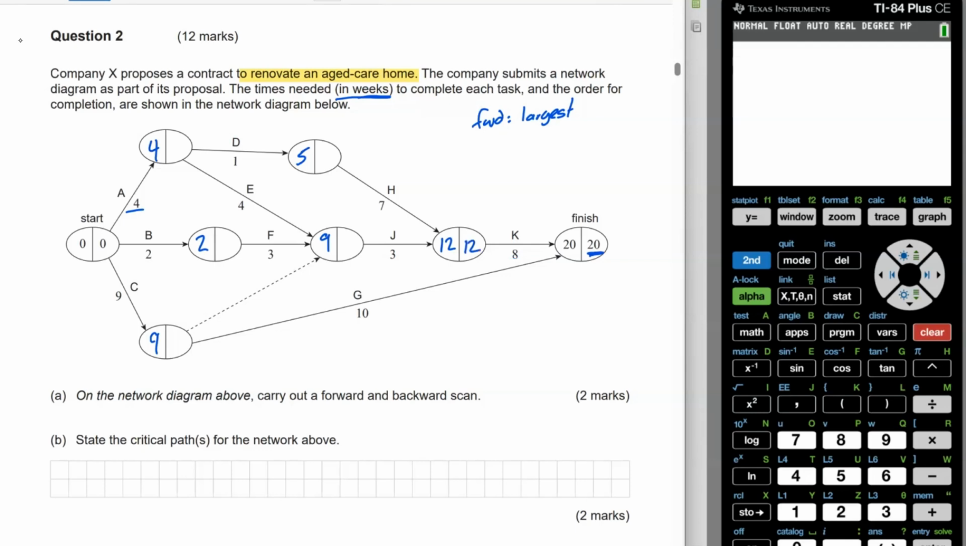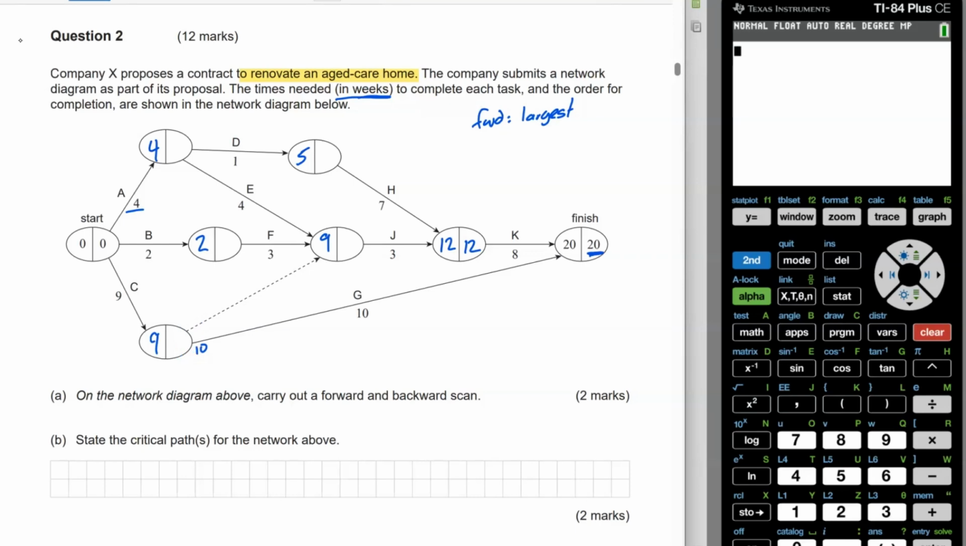And I'm going to do the same down the bottom through task G as well. So task G takes 10 weeks and the whole project is 20. So 20 take 10 is going to be 10. I'm just going to put it on the outside here because we can see we've got more than one node, again more than one task converging on the same node. So we have to have a little bit of special consideration for these as we work backwards.